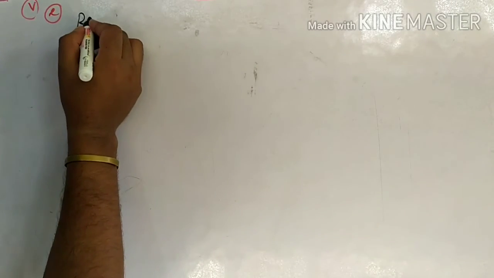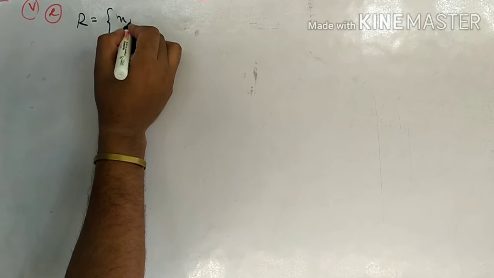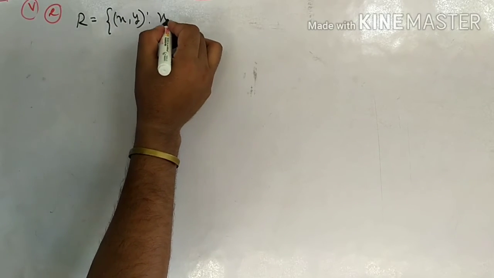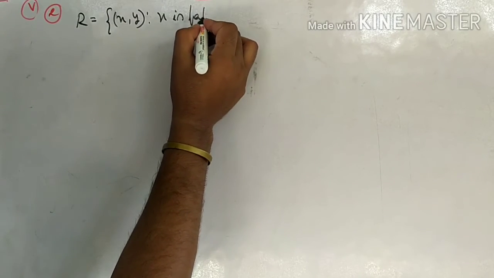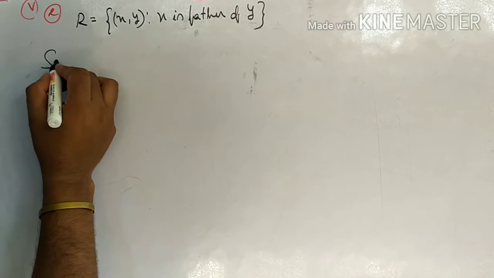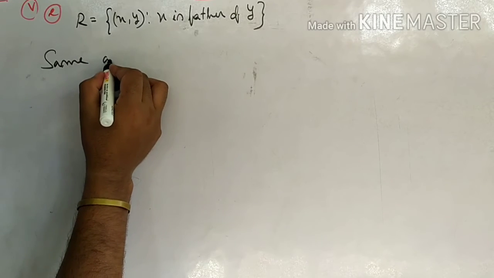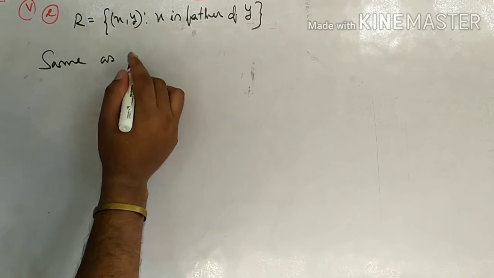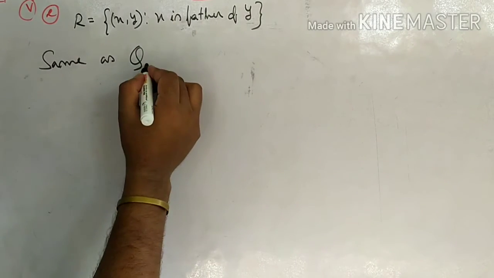Now E number question is R equal to (x, y) such that x is father of y. Same as D number. In D number, x is wife of y, and in E number, x is father of y. Both are the same. All of you try it.